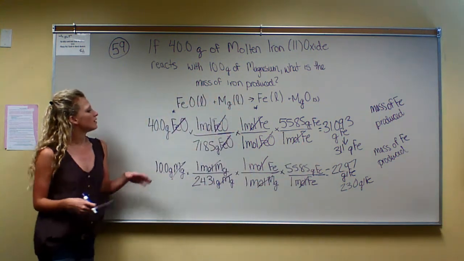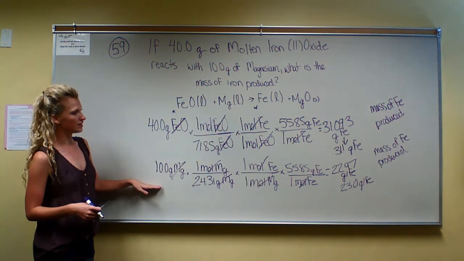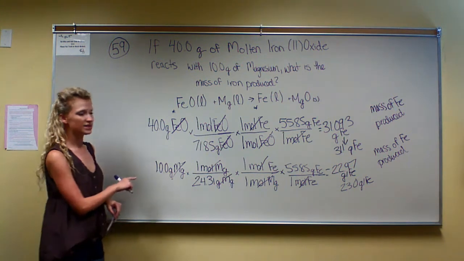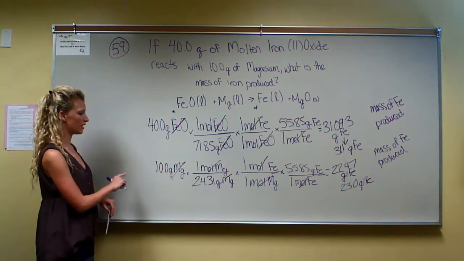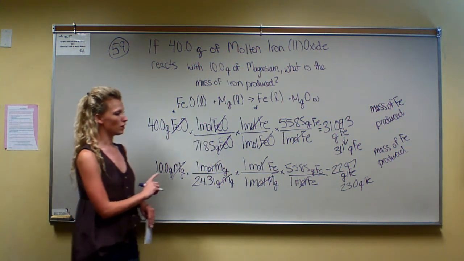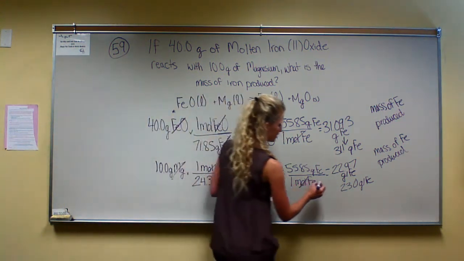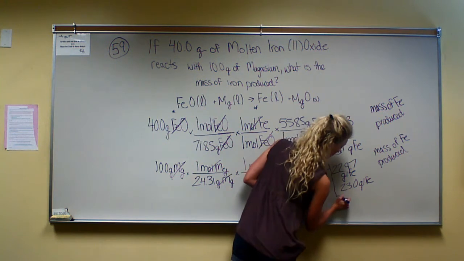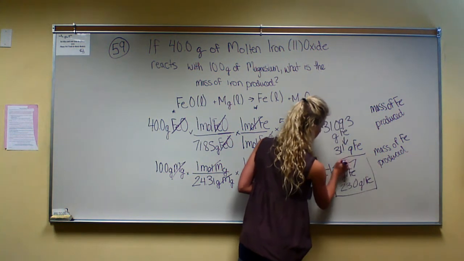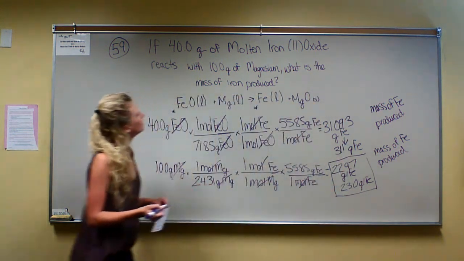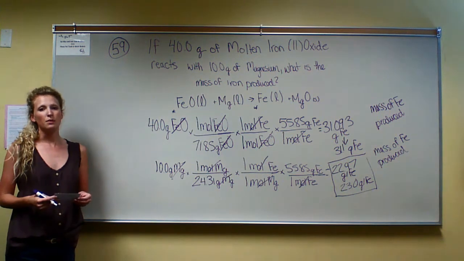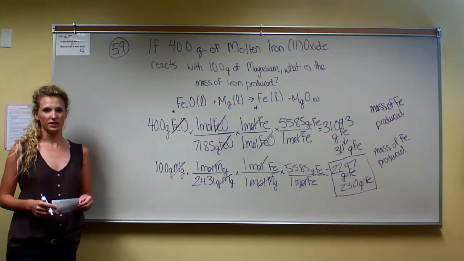As you can see here, the mass of iron produced is significantly greater when it's coming from the iron oxide as opposed to the magnesium. So this makes the magnesium our limiting reagent, because with 10 grams of magnesium, we're only able to produce 23 grams of iron. So here, the magnesium for number 59 is the limiting reagent.